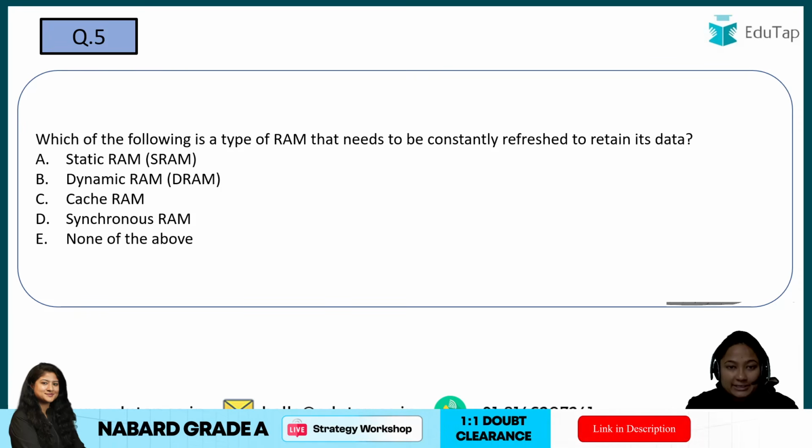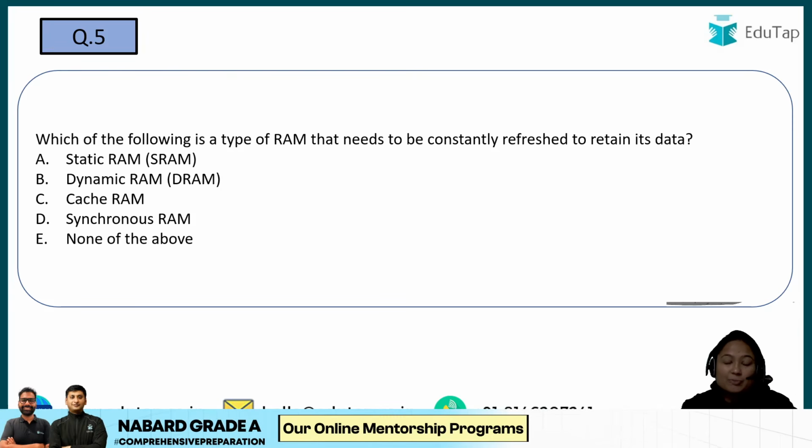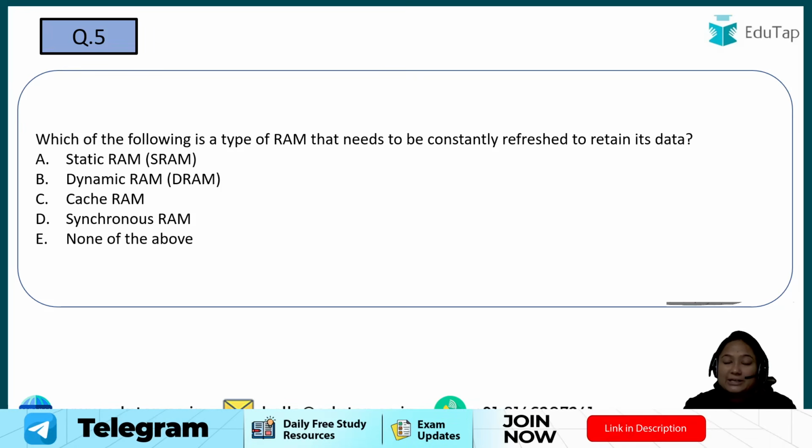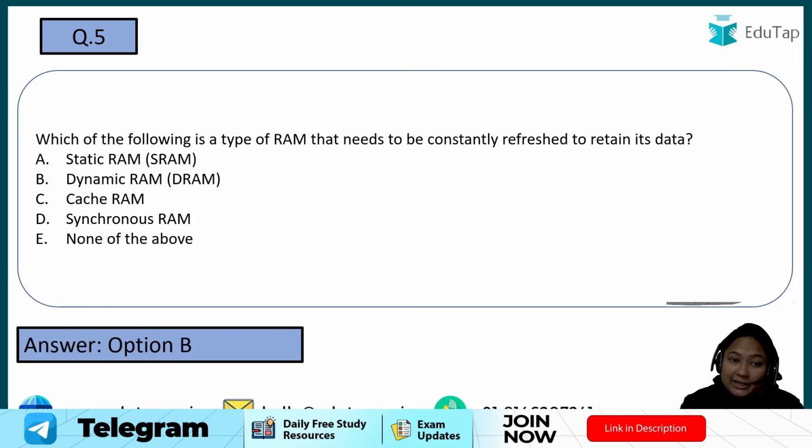Now, which of the following is a type of RAM that needs to be constantly refreshed to retain its data? Again, I have also given you the shortcut or the trick. From the name itself you can understand: is it static, dynamic, cache, synchronous, or none of the above? Constant refreshing means a dynamic process needs to be done, and option B will be the correct answer.